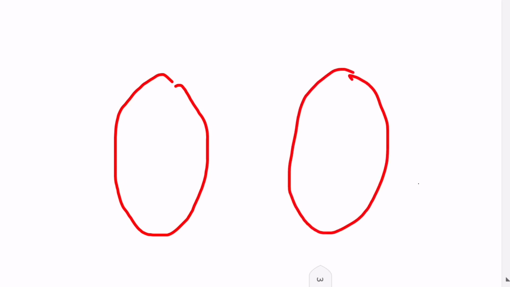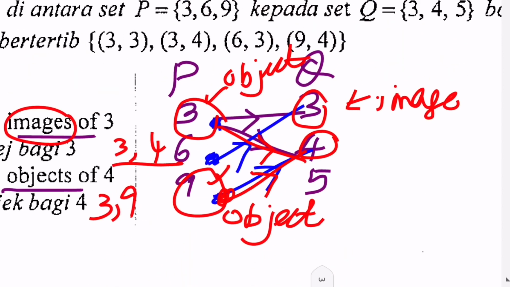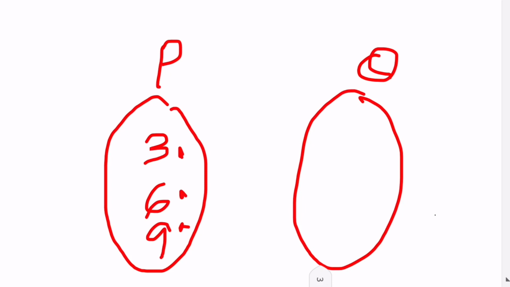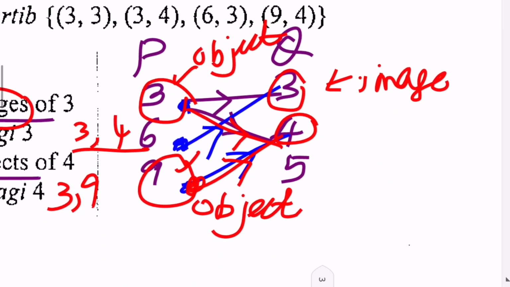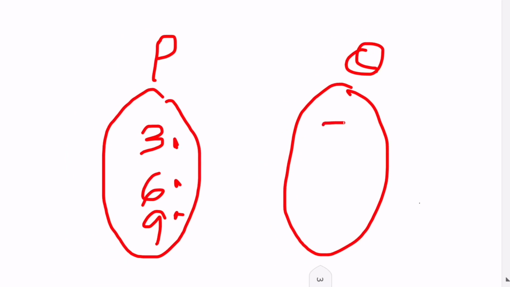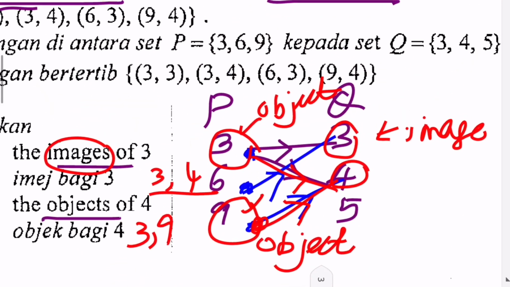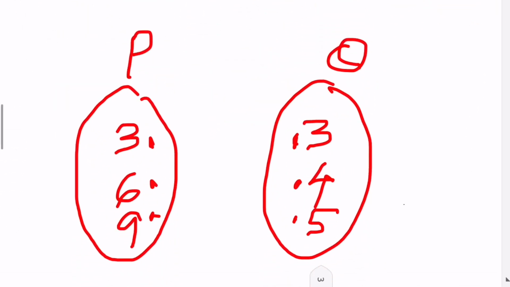Alright, to make sure you really understand, I will reteach again. So we draw the arrow diagram properly. Now we label the set P and the set Q. Inside the set P you have objects 3, 6 and 9. And then inside the set Q you have 3, 4, 5. Set P is known as the domain and set Q is known as the codomain.